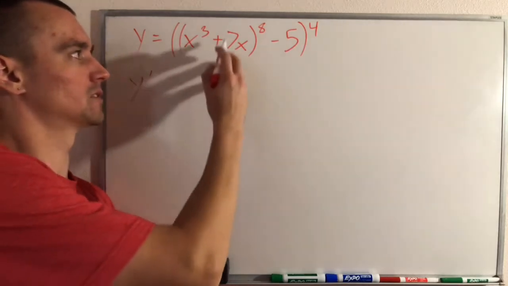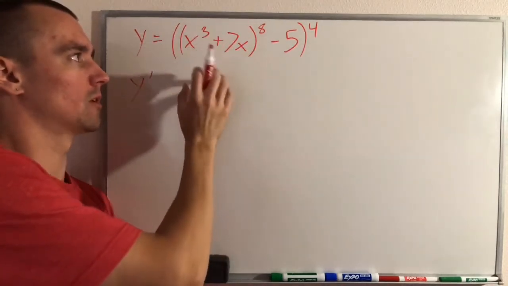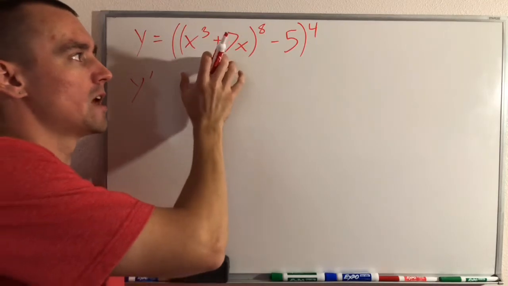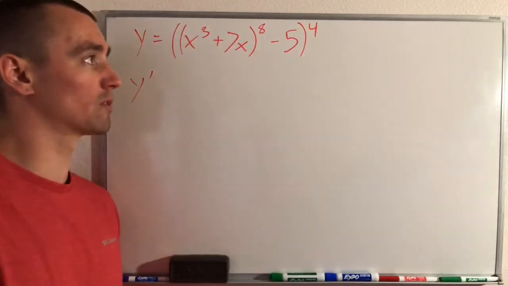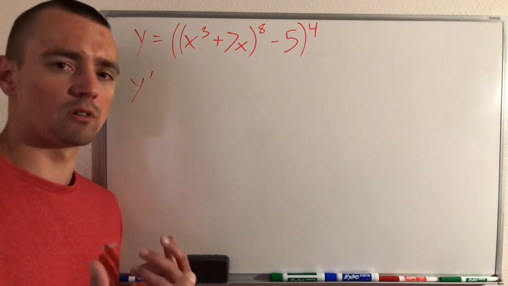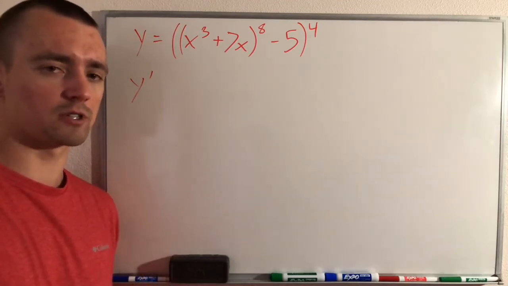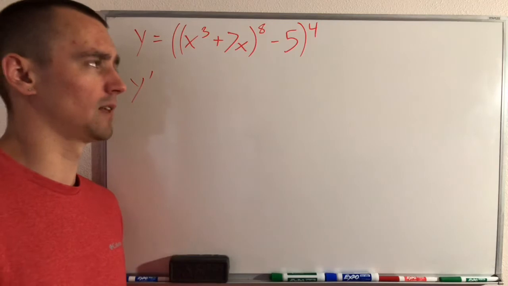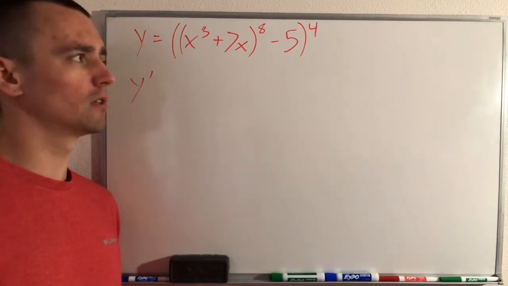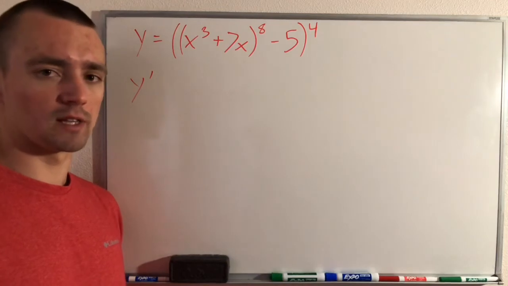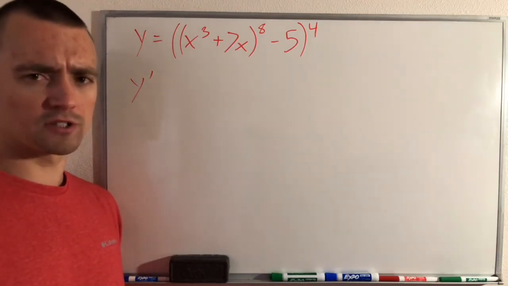We have this function plugged into, being raised to the 8th power, and then we have this minus 5 piece, and then all that being raised to the 4th power. So we have a couple of different layers of a composite function. In fact, like I said, this can be broken down into 3 layers.